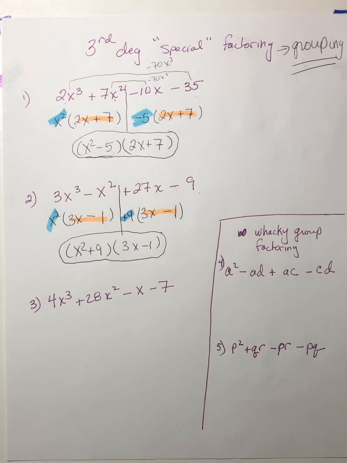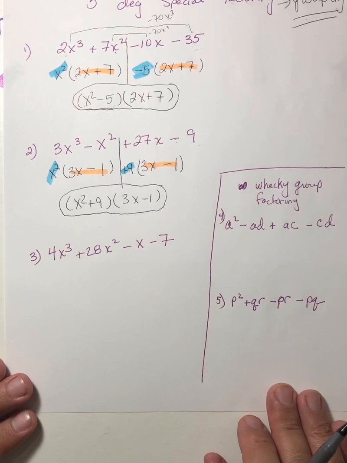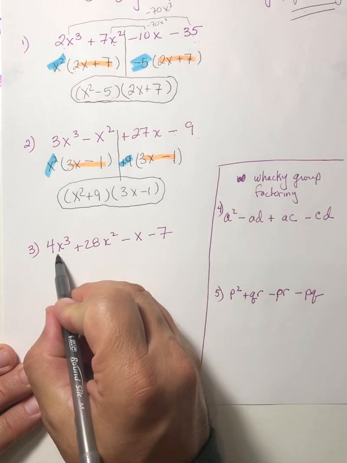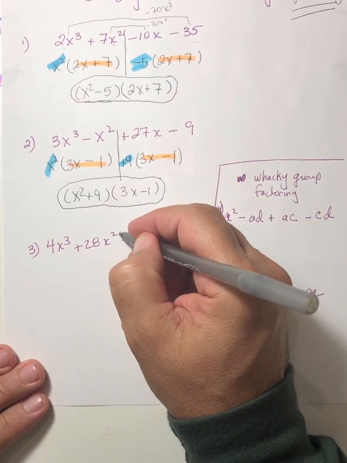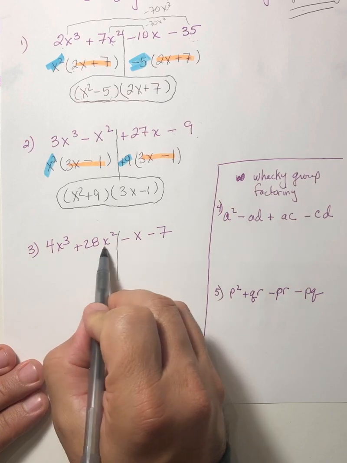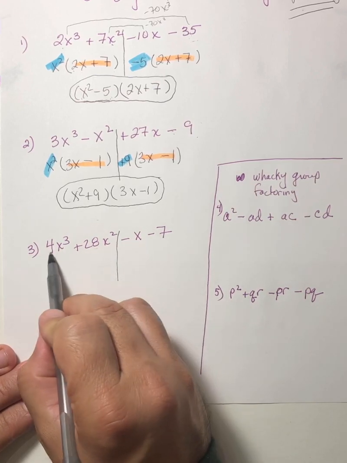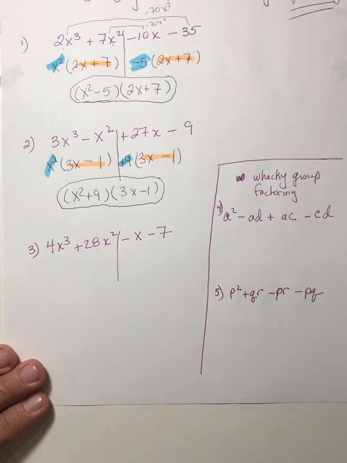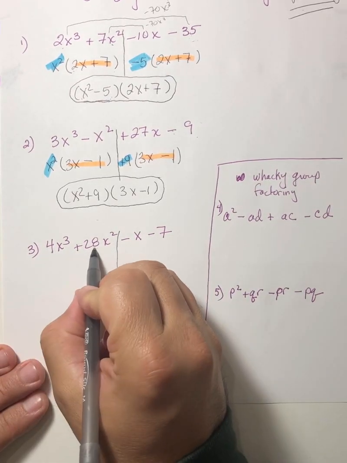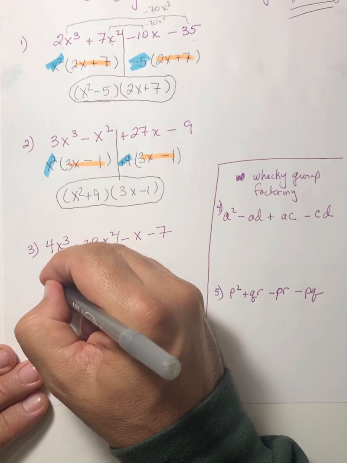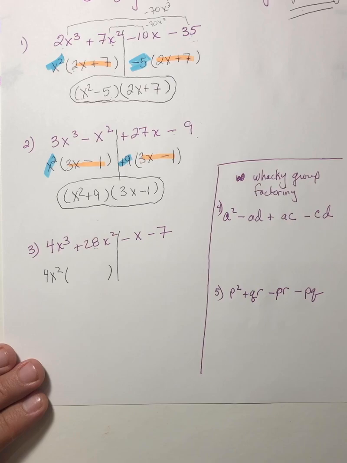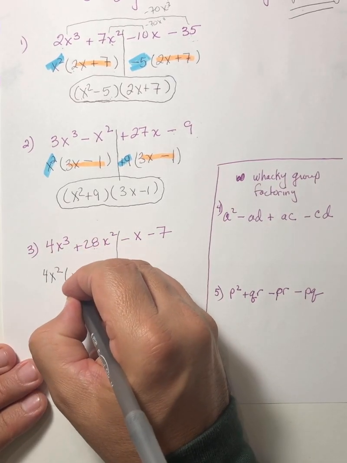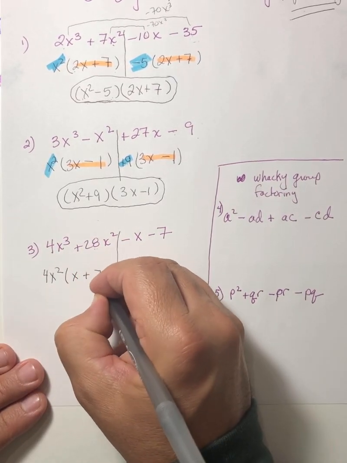All right, let's look at number 3. I'm going to slide this up just a little bit. All right, number 3. All right, again, do our split down the middle. Over here, looks a little bit more complex. What do I know about 4 and 28? Yeah, 4 goes into 28. So we have our 4x squared on the outside. And then on the inside, what do we have? All right, that's an x. And then it's plus 7.